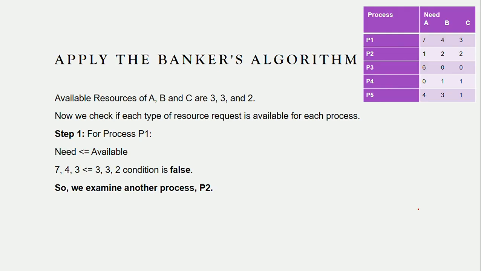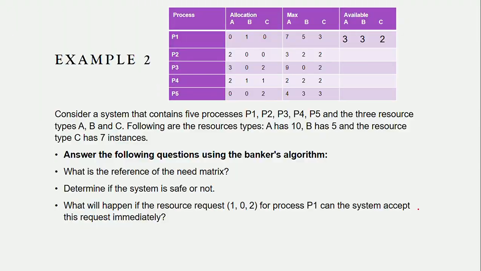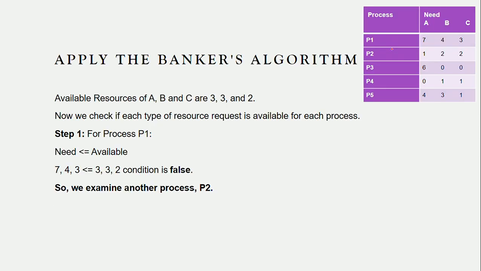So just check first for P1. We have to always check the formula: need should be less than or equal to available. So the need for process P1 is 7, 4, 3 and availability is 3, 3, 2. Availability is given in the last column. You can see the availability over here is given as 3, 3, 2. So each time we have to check whether the need is less than or equal to availability. In this case it is false, because out of 3 I cannot allocate 7.